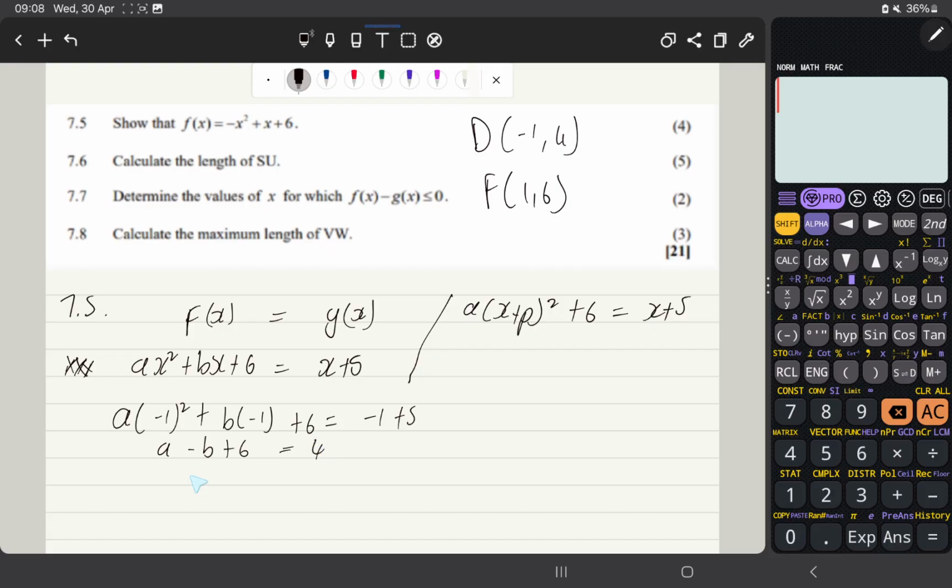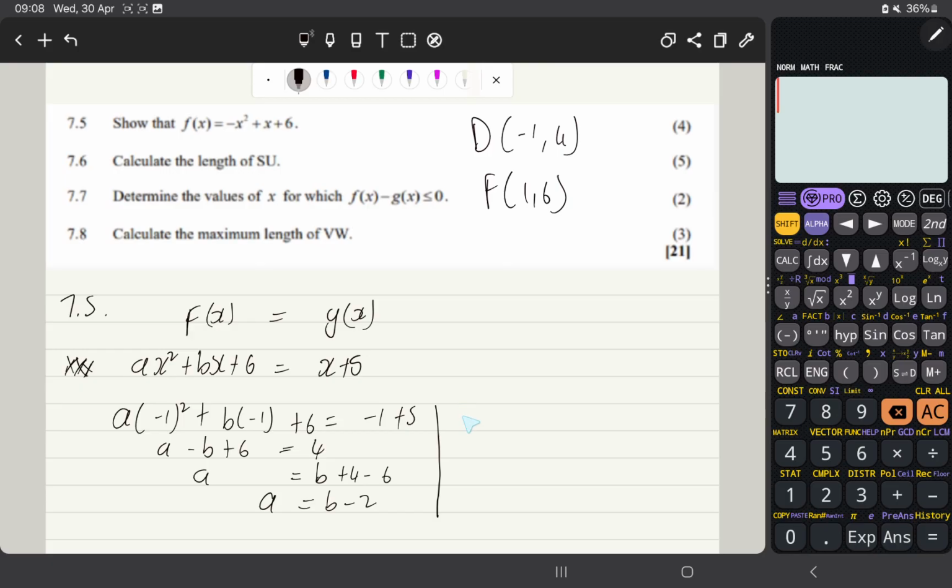Which is, I will say a equals b plus 4 minus 6, which is b minus 2, right? Let me erase this part. That's us substituting d. So if we substitute f, then remember, it's just substituting the x values.